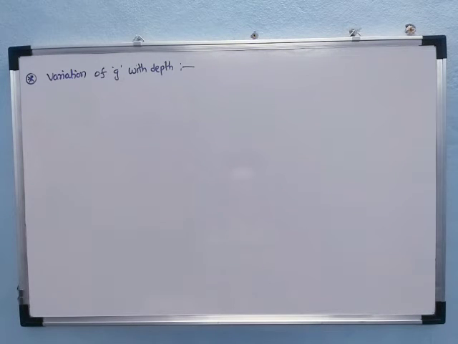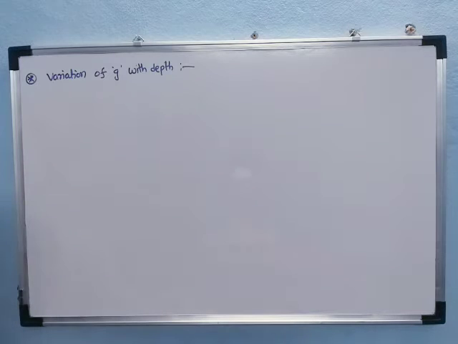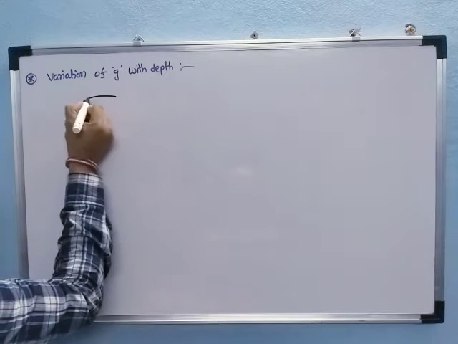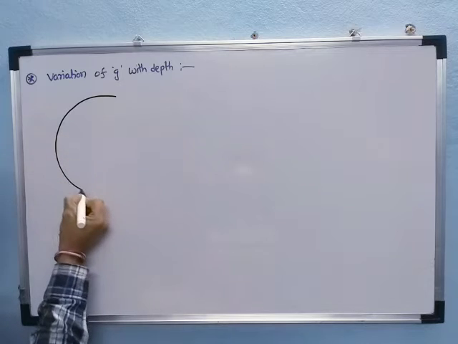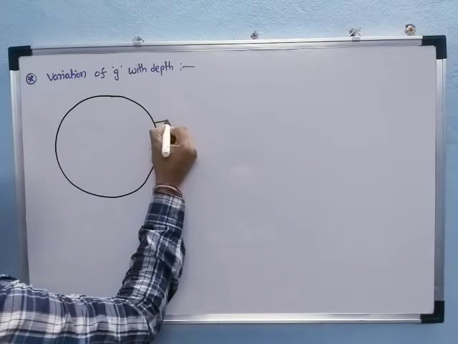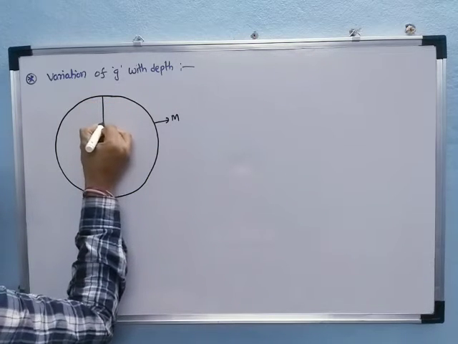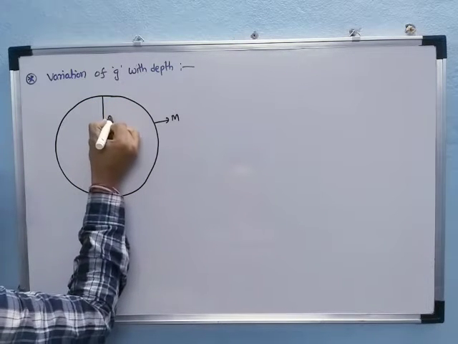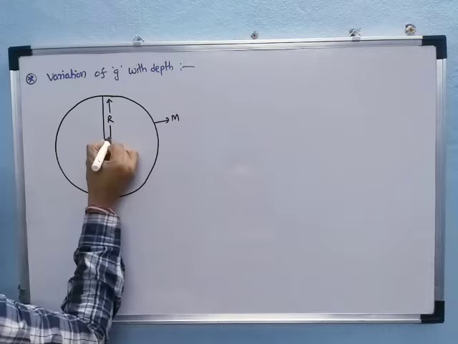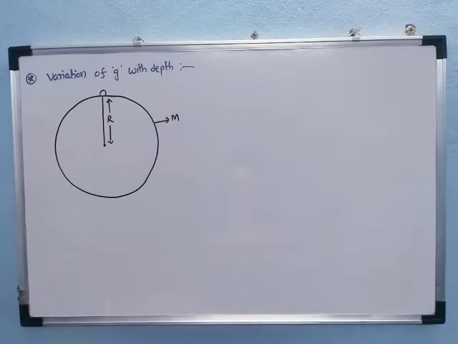See, the next topic we are discussing is the variation of g with depth. Let us consider again an Earth. This is the Earth. Its mass we consider as capital M, and its radius is considered capital R.